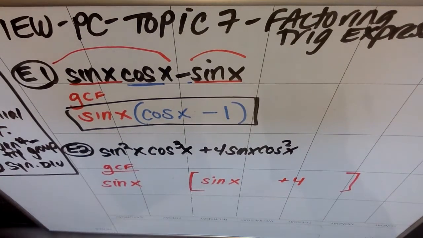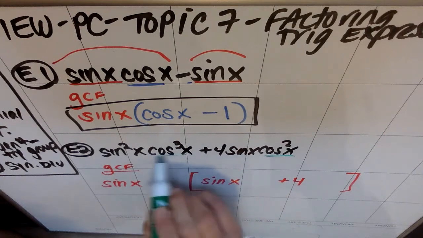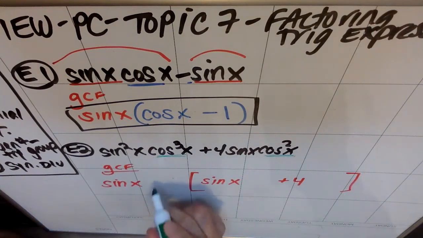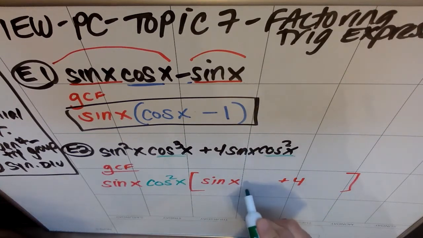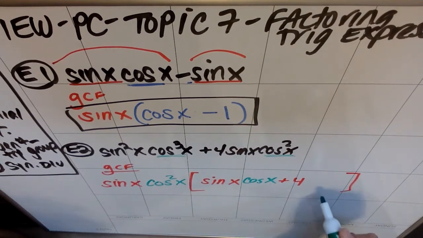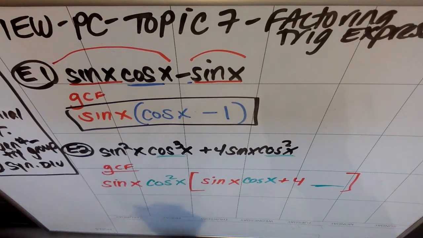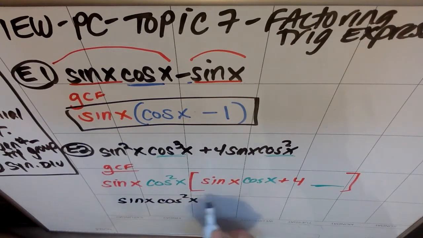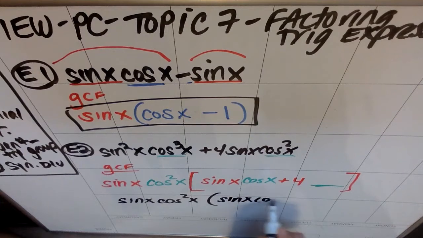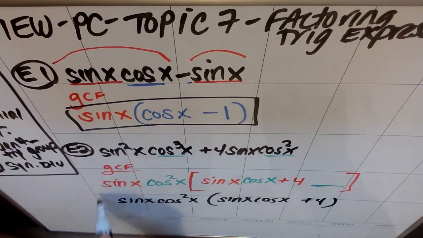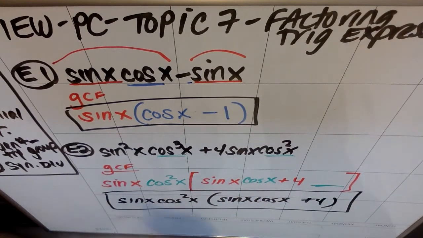For the cosines, this term has 2 cosines and this one has 3, so the largest number I could take out is cosine squared x. That means there's a single cosine left here and then nothing left here because I took out the whole thing. So my final answer is the GCF of sine x cosine squared x times the quantity sine x cosine x plus 4. And that's fully factored.